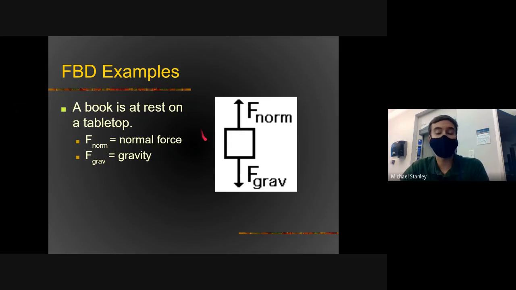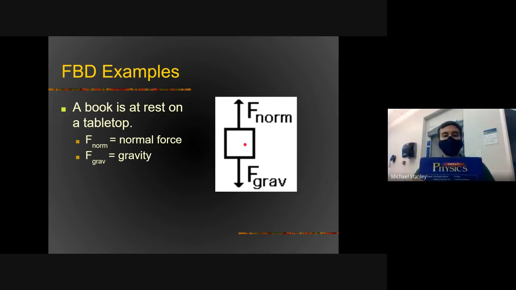So probably the most simple example that you can have is a textbook that is at rest on a tabletop. So a book sitting on a table. When something's not moving and it's just sitting there, there's no friction that we're dealing with because nothing is rubbing. There's no air resistance or anything because, again, it's not moving. So there's only two forces that are acting on it. There is the force of gravity, which is represented by this F-grav arrow down here.